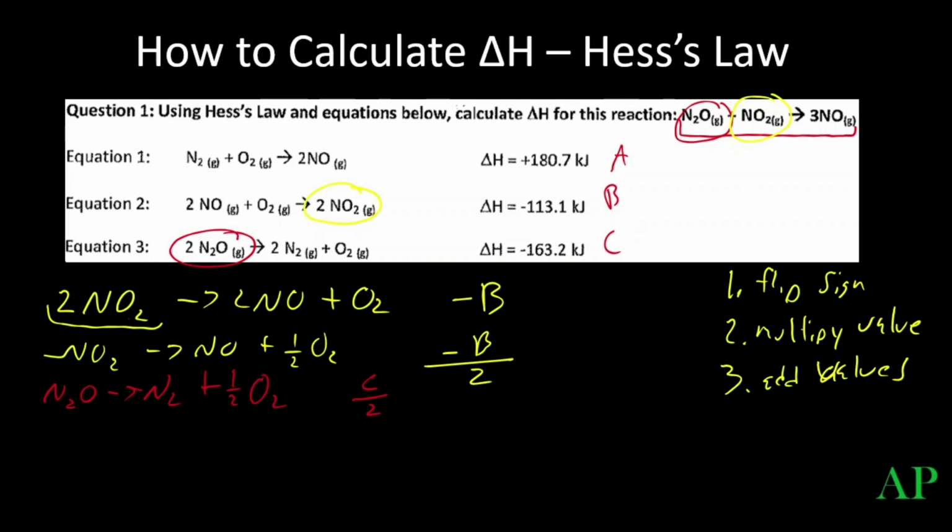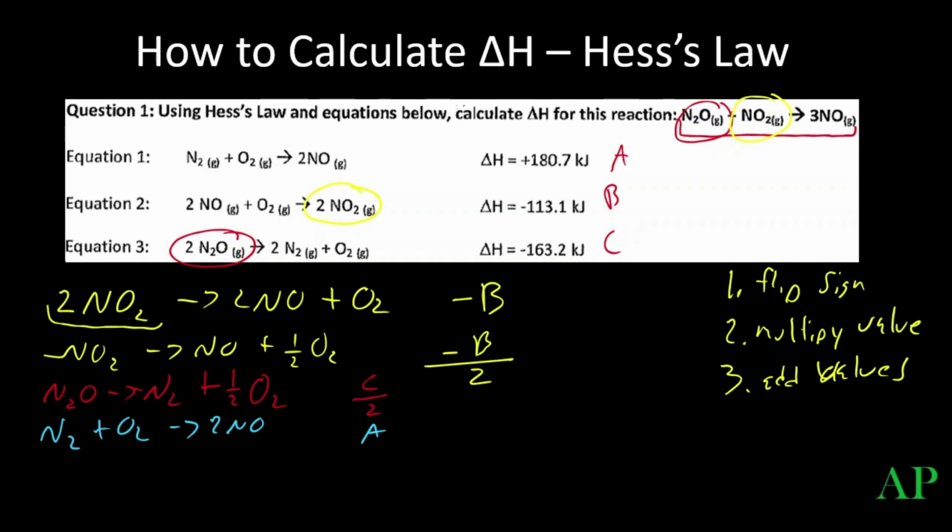Now, we have the last section, which is dealing with NO. Right now, I have one NO on the right-hand side. I need 3. It turns out that equation 1 has exactly what I need, 2 extra NOs. So 1 plus 2 is 3. So we're going to use that equation and that exact same orientation. N2 plus O2 gives me 2NO. This is just A.